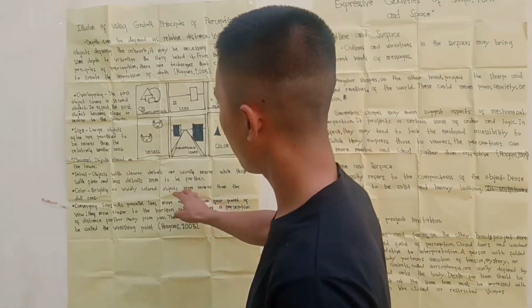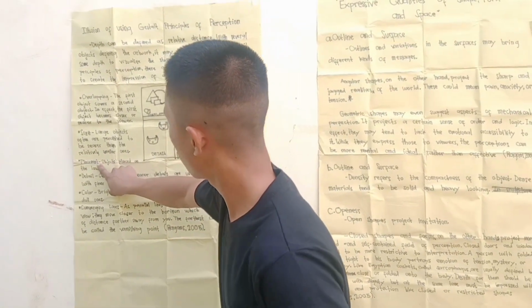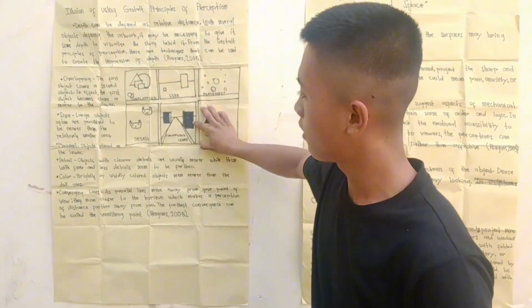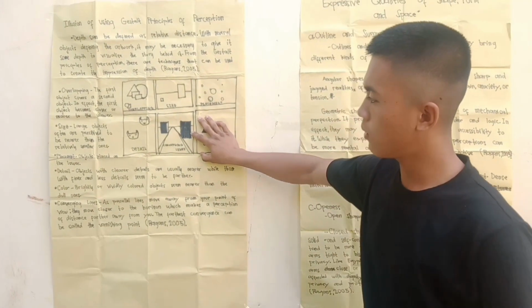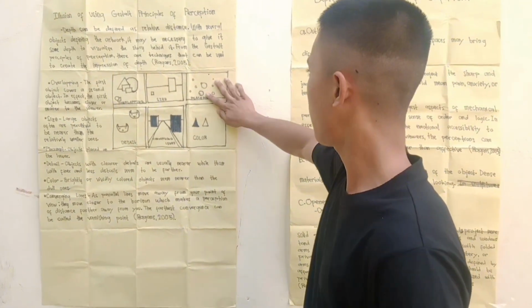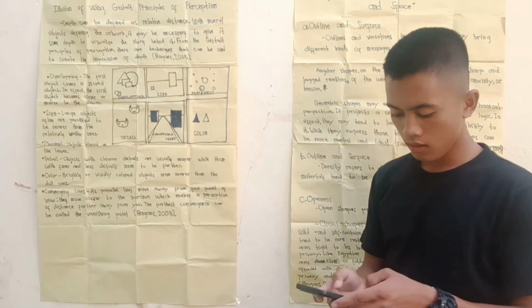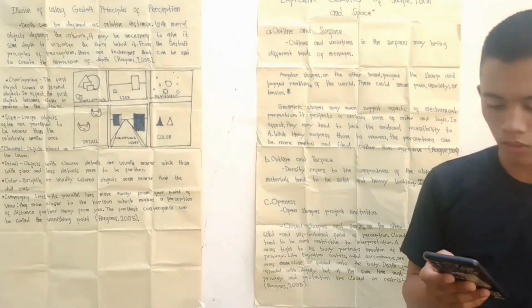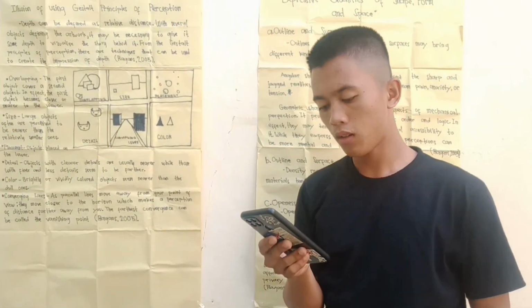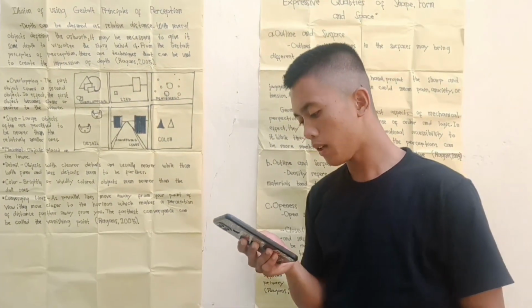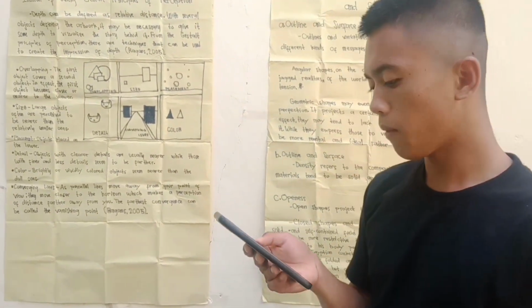So the third principle of perception is placement. Placement: objects placed on the lower part seem nearer. So here is the example of placement. Placement is the action of putting someone or something in a particular place, or the fact of being placed.